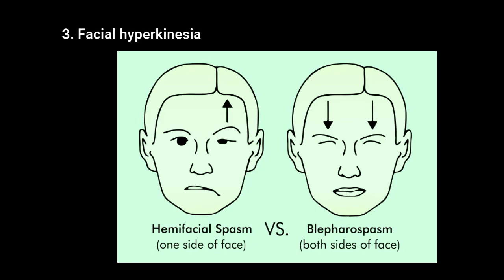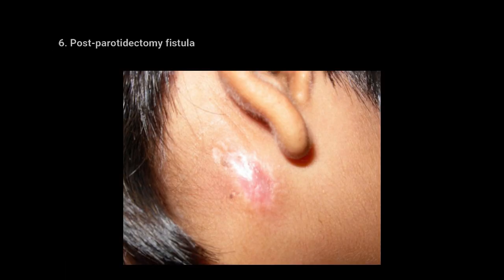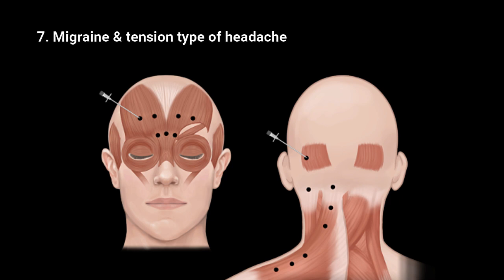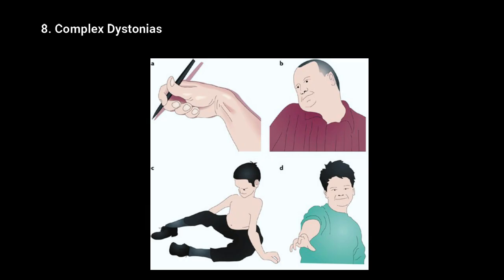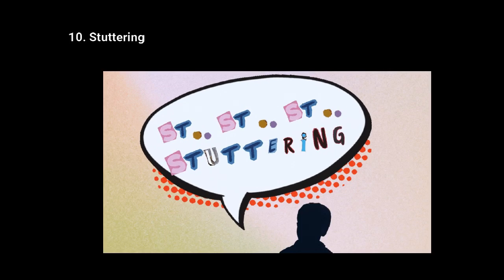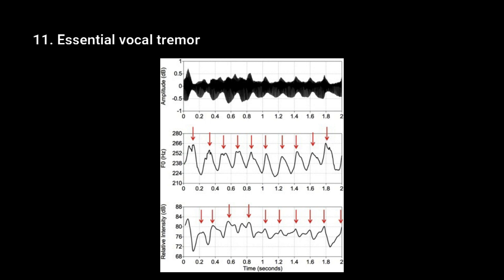Cricopharyngeal dysphagia, facial hyperkinesia, that is blepharospasm, hemifacial spasm, Frey's syndrome, sialorrhea, postparotidectomy fistula, migraine and tension type of headache, complex dystonias like oromandibular dystonia, laryngeal dystonia, cervical dystonia, oculopalatopharyngeal myoclonus, stuttering, essential vocal tremor, achalasia cardia.